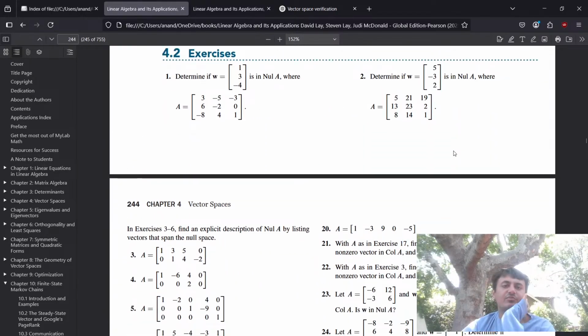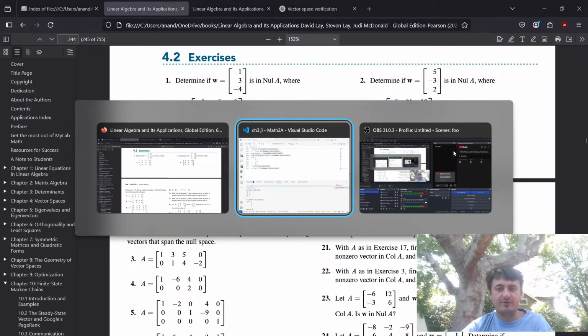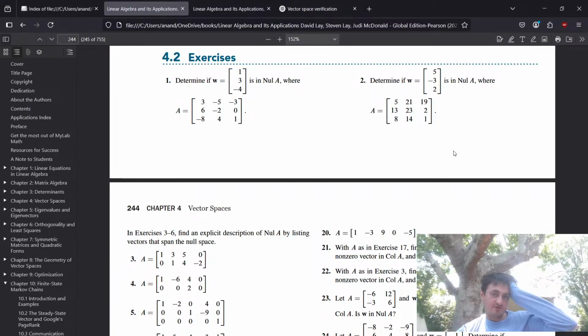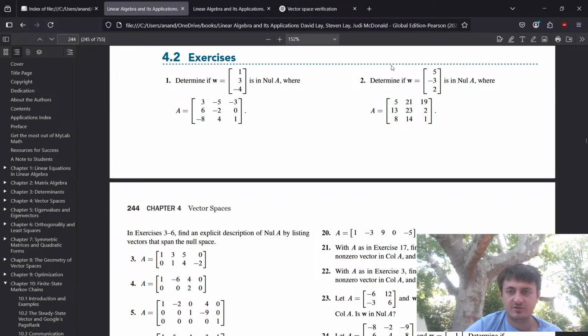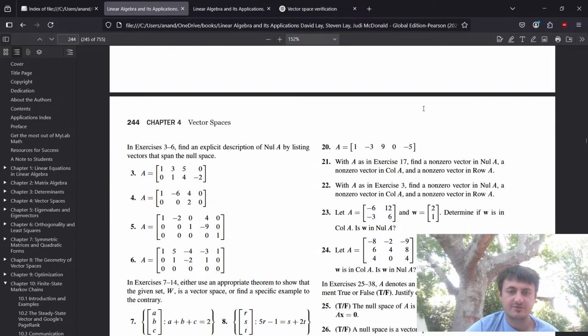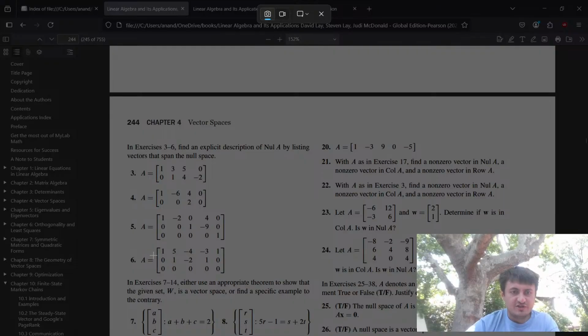Okay, so I think we're gonna breeze through these. There were a few that were really good, and then a lot of them that were just kind of silly. Determine if W is in the null space. Do the matrix vector multiplication. Do the matrix vector multiplication. We don't need to do these. All right, find an explicit description of the null space. We'll just do one of them. We'll do this one.